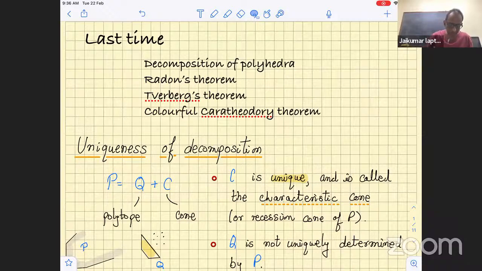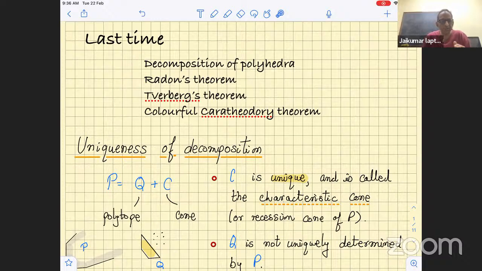So last time we discussed decomposition of polyhedra. We will have a little bit more to say about it today. Then I talked about Radon's theorem, but Radon's theorem was actually an introduction to Tverberg's theorem. Tverberg's theorem is a generalization of Radon's theorem. And in the process of proving Tverberg's theorem, we needed this colorful Caratheodory's theorem.